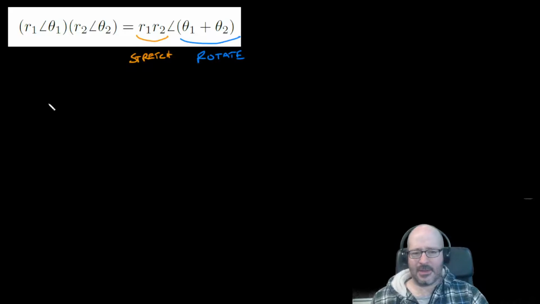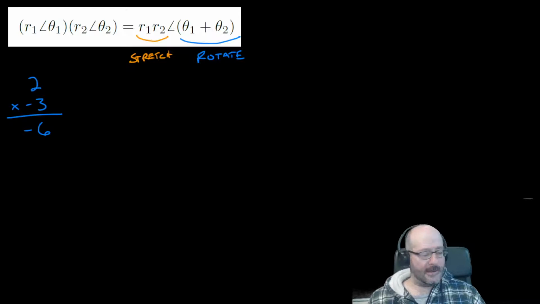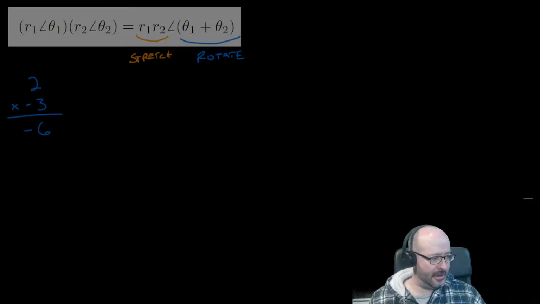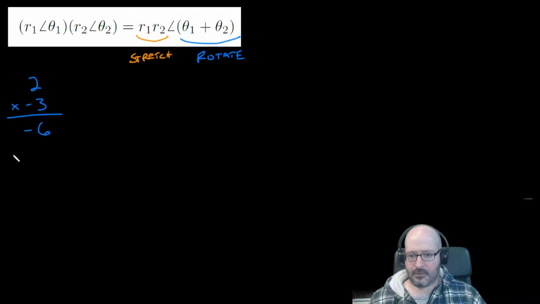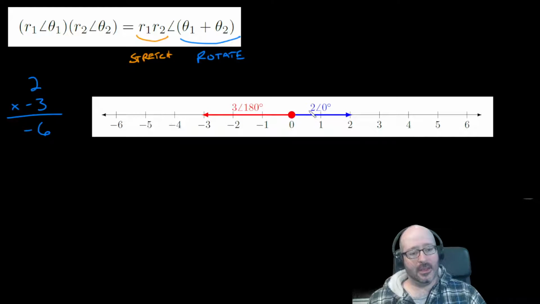So let's think about that 2 times -3 example, right? We'll go old school. 2 times -3 should be -6, right? Well, if I put those on a number line, they're going to look like this. And I want you to think of them in polar form. It's not +2, it's 2 at an angle of 0. And it's not -3 so much as it's 3 at an angle of 180.